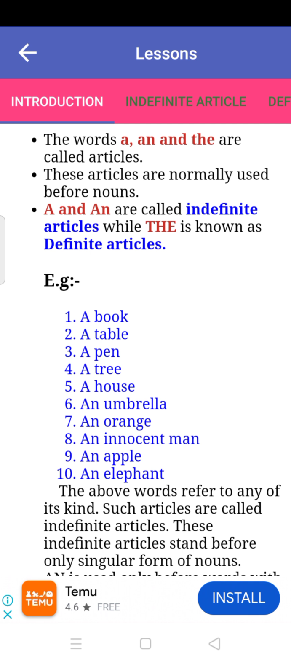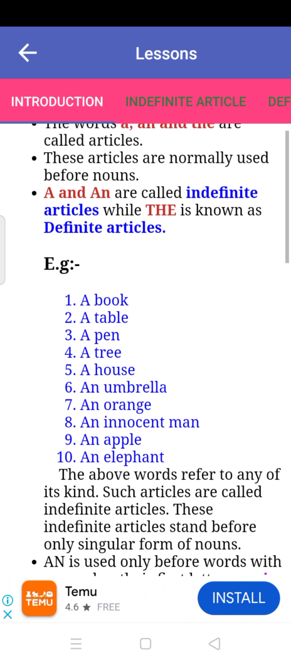First, let me explain the introduction of articles. The words a, an, and the are called articles. These articles are normally used before nouns. A and an are called indefinite articles, while the is known as the definite article.